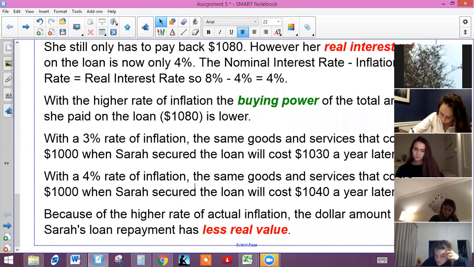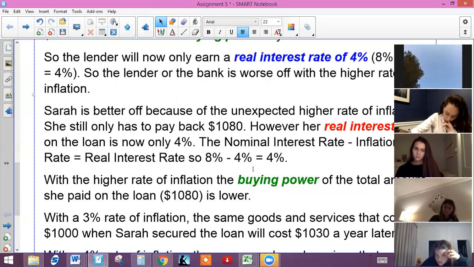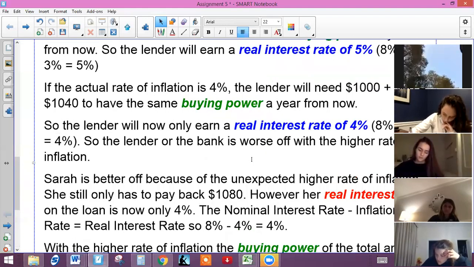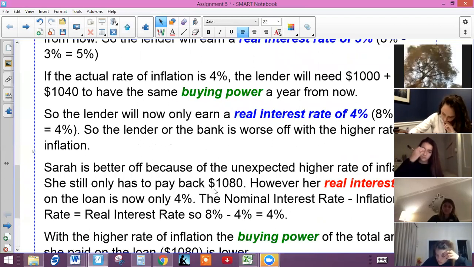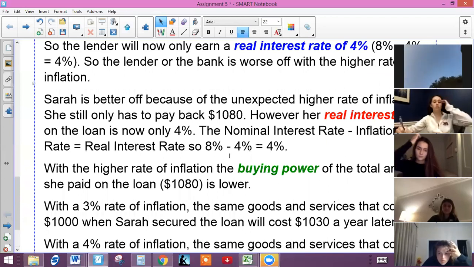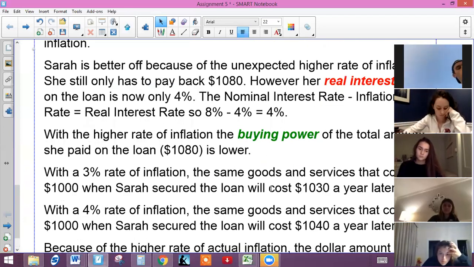Okay, so that's the long way, but I wanted you to see how that actually works, so you wouldn't just say, well, I'm just going to memorize what the answer is. I want you to see exactly why the answer is the answer. Okay, so does anybody have any questions on how inflation plays a role in the interest rate of a loan?